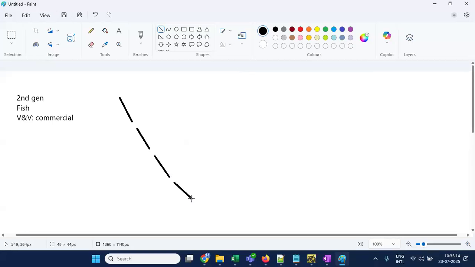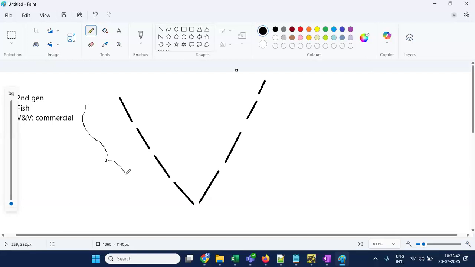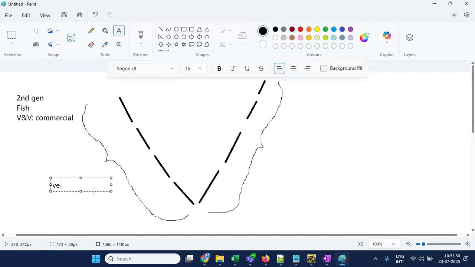So we have to make this like a V. So the V and V process. We know already, the first V stands for verification, the second V stands for validation. So this is my verification cycle and this is my validation cycle.